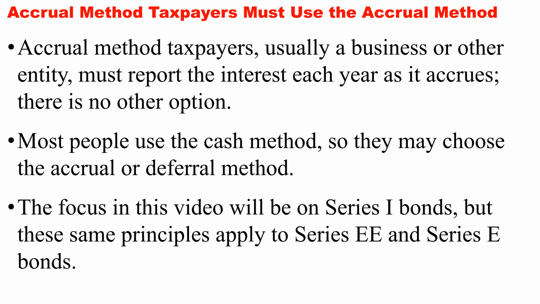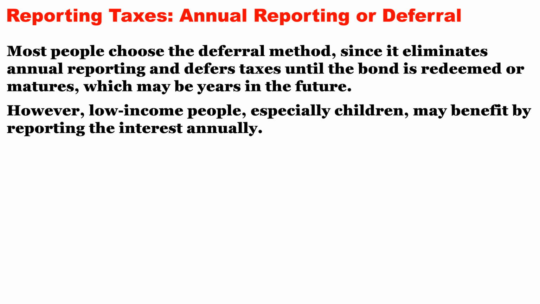Accrual method taxpayers, usually a business or other entity, must report the interest each year as it accrues. There is no other option. Most people choose the deferral method since it eliminates annual reporting and defers taxes until the bond is redeemed or matures, which may be years in the future. However, low-income people, especially children, may benefit by reporting the interest annually.